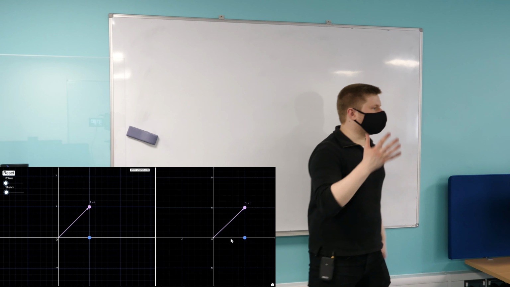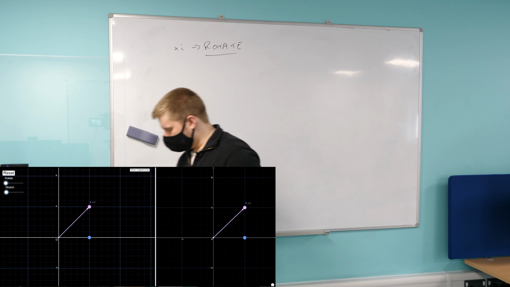Now, before we get there, just remember we said that when we keep multiplying by i, what happens? In every 4 steps, it rotates. Good. So in other words, when we multiply by i, we get a rotation. When we multiply by any real number, we get a stretch. So that might make a bit more sense when it comes to thinking about these complex numbers.